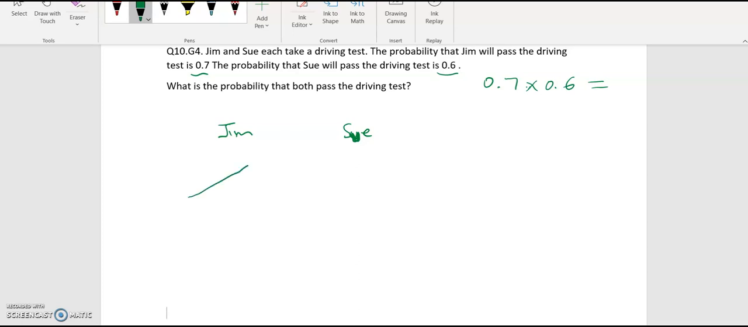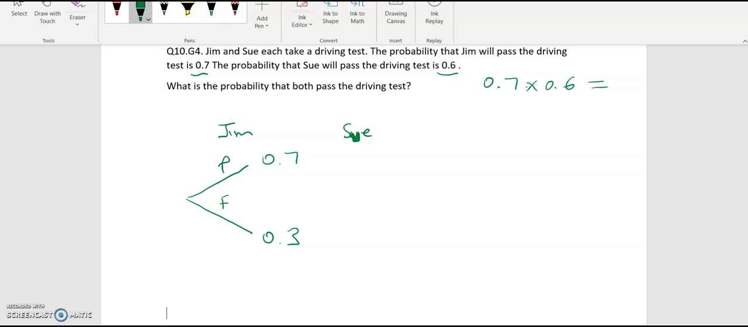So Jim can either pass or fail. The probability of him passing is 0.7. Probability of him failing is 0.3 because they need to add up to 1.